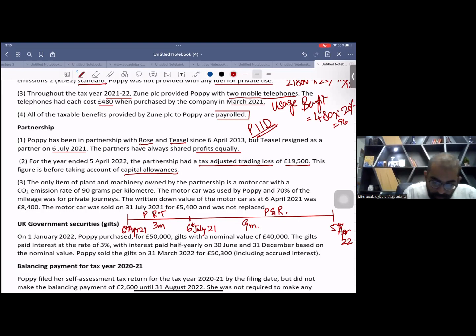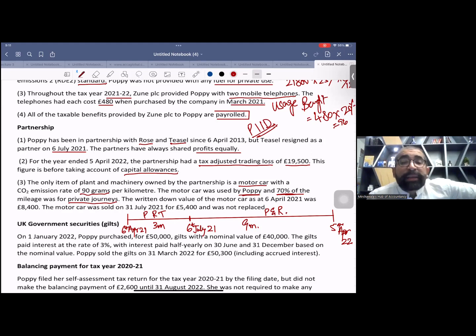Okay. The only item in the plant and machinery owned by the partnership is a motor car, with a CO2 emission rate of 90. Don't worry. The motor car was used by Poppy, and 70% of the mileage was for private journeys. Poppy is the owner. And if the owner, a businessman, uses it for private use, then yes, it's a privately used asset.